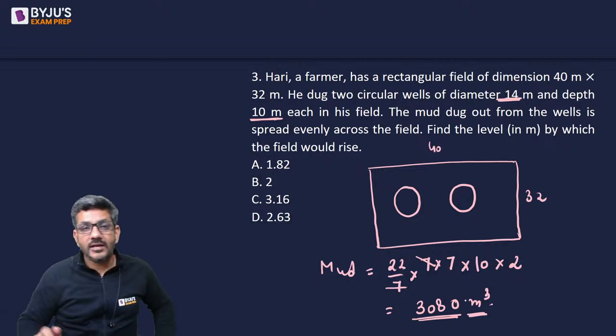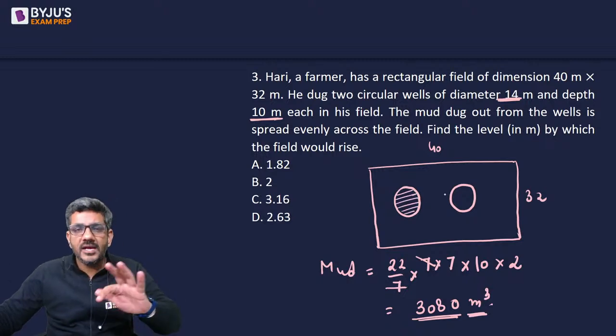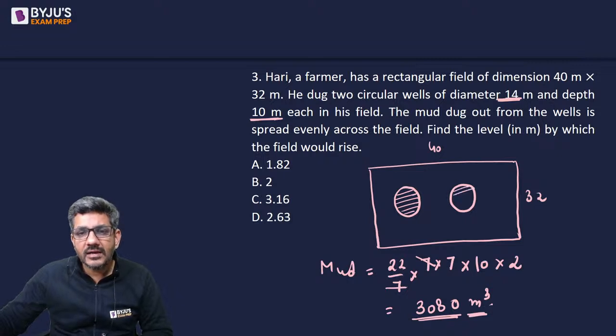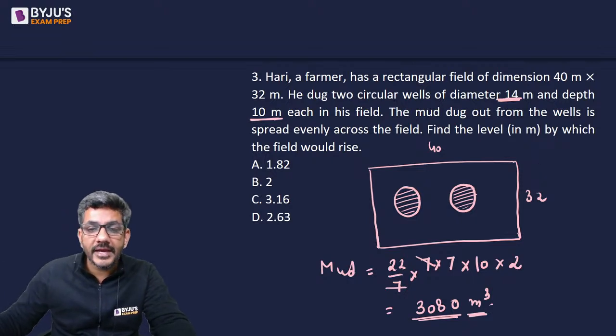I hope you all are clear about this. The area of the circle is pi r square. Depth is 10. So it's kind of a cylinder. Pi r square h, we have calculated its volume. This is also pi r square h, so we have calculated this volume as well. And that comes out to be 3080.